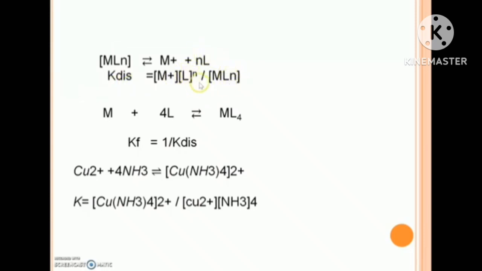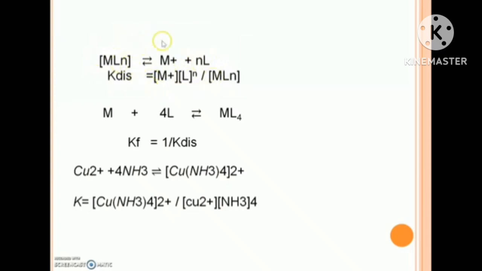terms of concentration. That means concentration of products divided by concentration of reactants. That is, concentration of M+ times concentration of L raised to n divided by concentration of MLn. That is the dissociation constant.